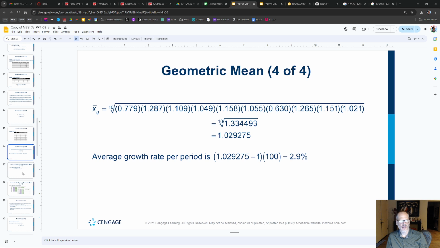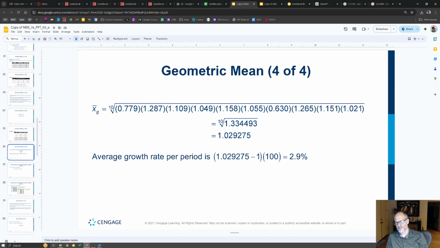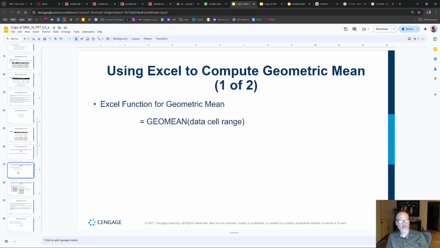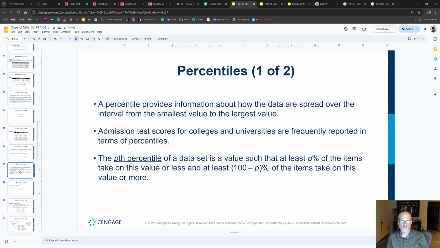And there's the average compound rate. But something to know when you go to make investments is you just want to take a personal finance course, and really make sure you understand compounding rates. And then using Excel to compute the geometric mean, we're just going to skip that here.